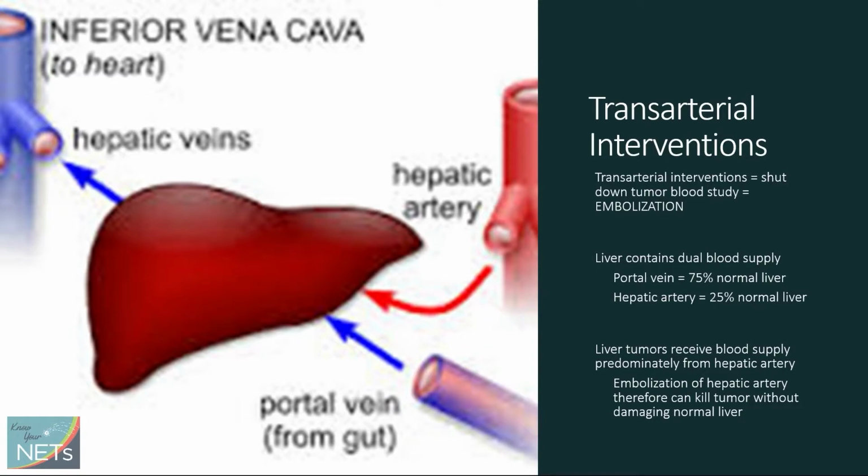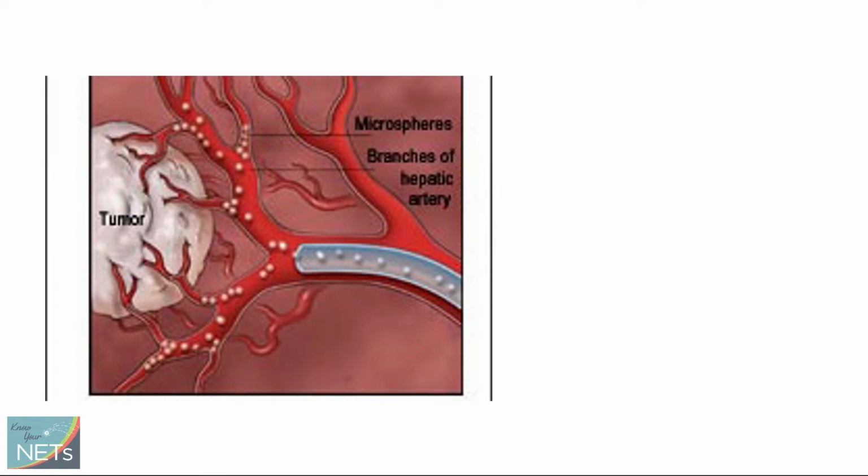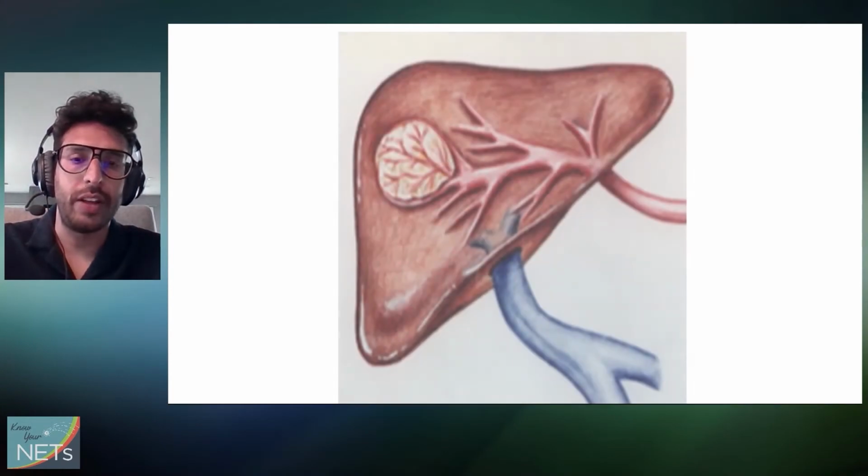However, for tumors that grow, it's actually reversed, where almost all the blood supply to a tumor in the liver is from the hepatic artery as opposed to the vein. So if we can go in and shut the blood vessels down to the tumor, then we can kill the tumor without damaging the normal liver that much. This is what that looks like. The arteries are like branches of a tree, and we go into the branch that feeds the tumor. Once we get a catheter, a tiny tube, there, we can inject a myriad of things. And depending on what we inject, that's what the procedure is known as.